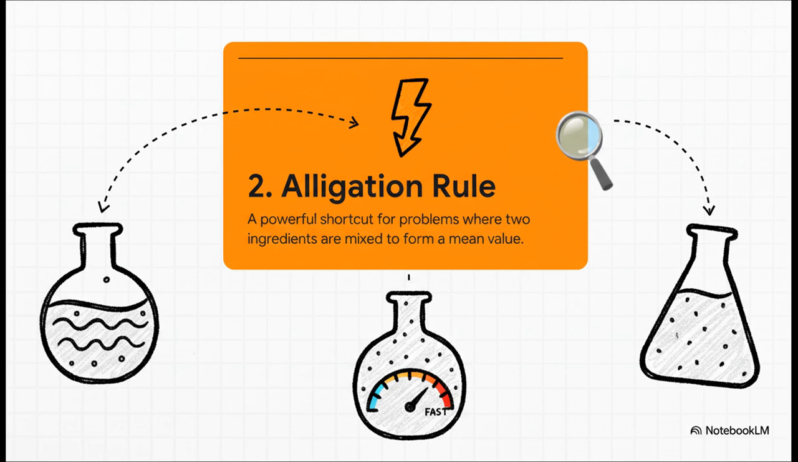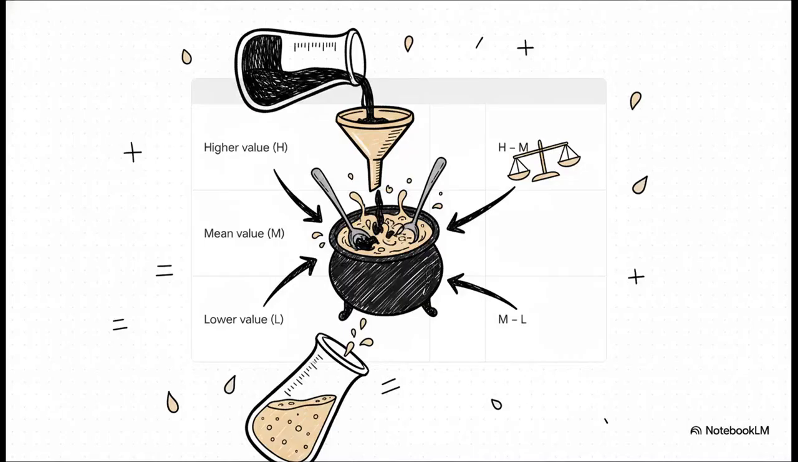On to concept number 2. Think of this one as your secret weapon, your ultimate shortcut, the alligation rule. Anytime you see a problem where you're mixing 2 different things to get some kind of final in-between value, alligation is almost always the fastest way to get the answer. And the beauty of it is how simple it is to set up.